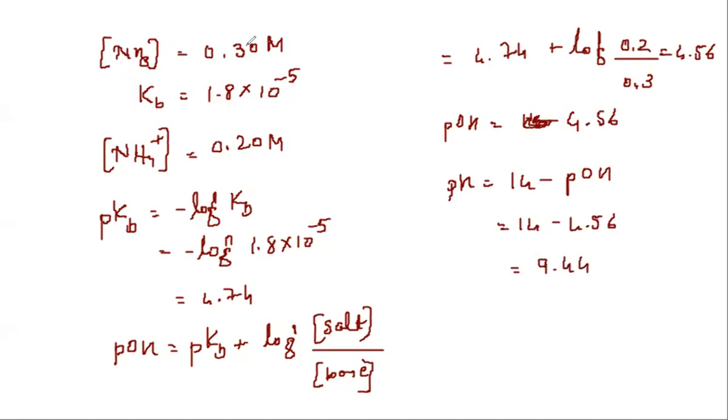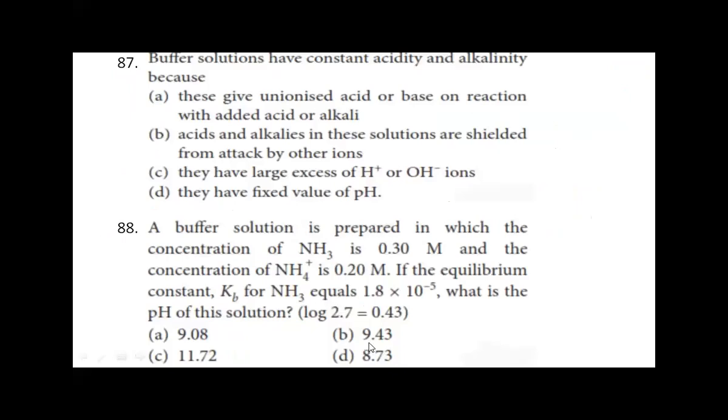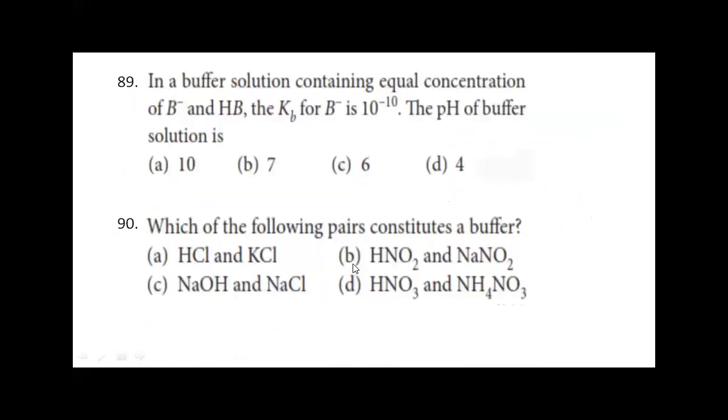Understood? Ammonia concentration is given, NH4 plus is given. So this is the salt concentration, salt NH4Cl, and this is the base. Therefore, you calculate pKb, then pOH is equal to pKb plus log concentration of salt to the concentration of base. You will get the answer for pOH. When you get pOH, pH is not difficult. It is 14 minus the pOH value, and that is 9.44. So option B is the correct option.